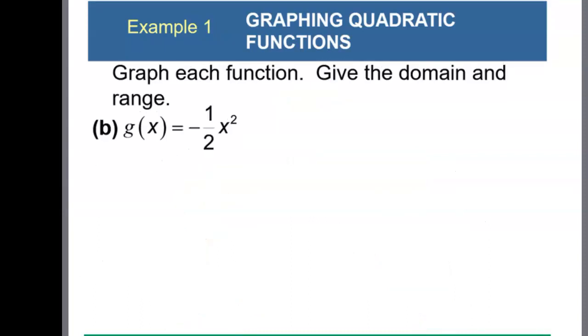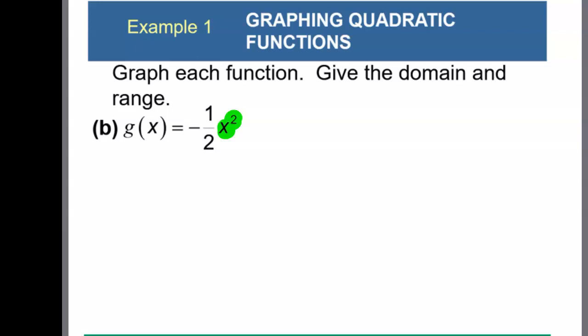Let's look at another one. Now this function g of x equals -1/2 x squared is a parabola. We know that it is because it is a quadratic. It's x squared, so we know the general shape. So we're going to look here.